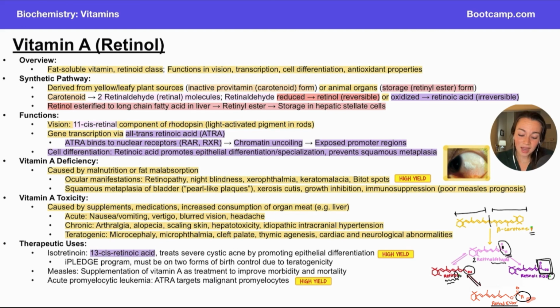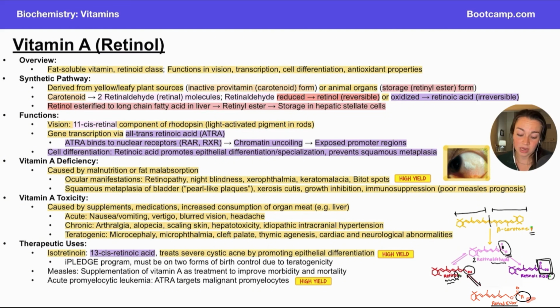The big one is isotretinoin, which is the staple of cystic acne treatment. Isotretinoin, also known as 13-cis-retinoic acid, which remember we said promotes epithelial differentiation and specialization, is going to do just that as a therapy. It is going to treat severe cystic acne by promoting epithelial differentiation. This is a high-yield mechanism, and this is a high-yield medication for cystic acne. It's another type of question where they love to give you an image. They'll give you an image of somebody with really painful-looking cystic acne and ask you what you want to do. Isotretinoin is always a safe bet.